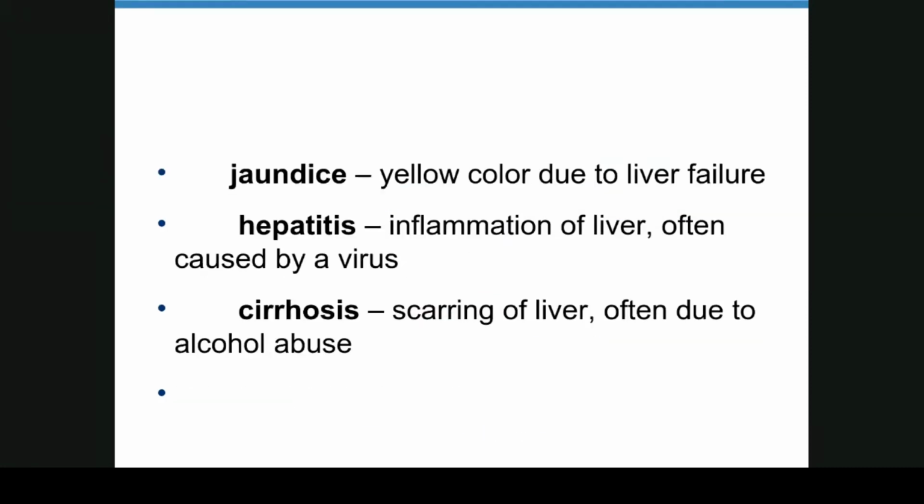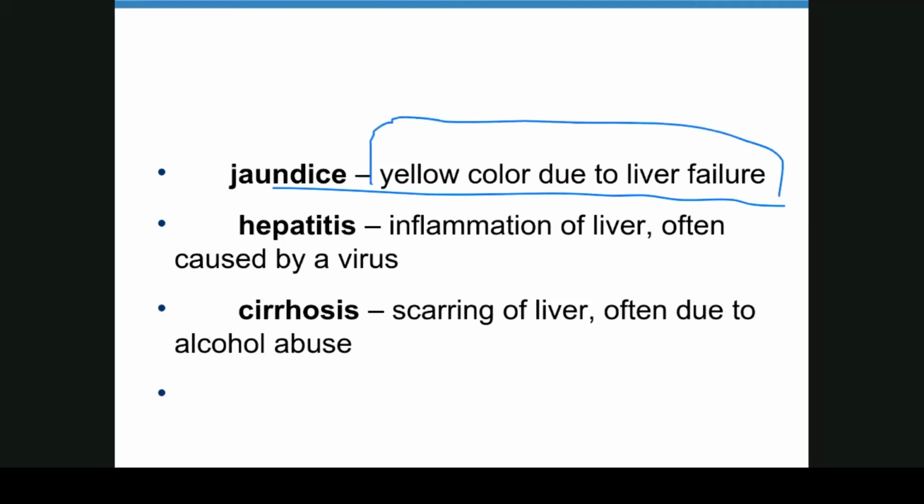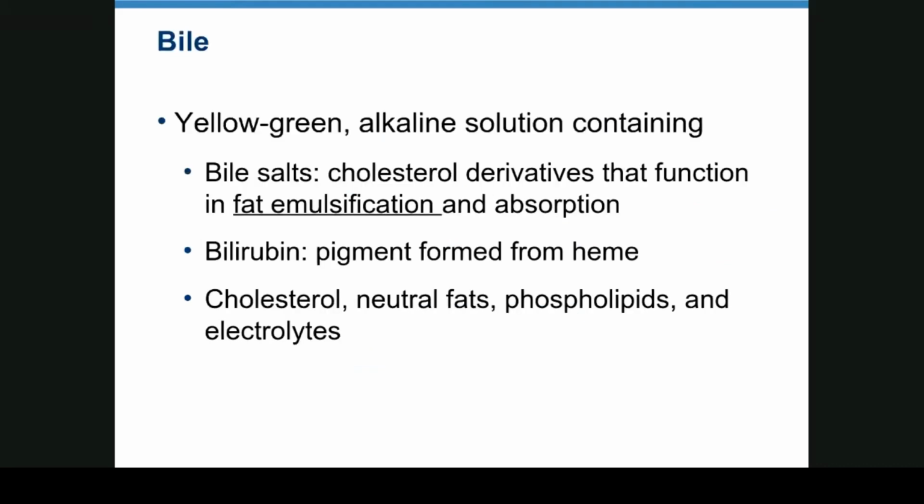Now, jaundice is the yellow color. It's due to liver failure. It's because the liver is not making bile, and therefore it's not taking up the bilirubin, which is a yellow pigment that's the breakdown product of hemoglobin. Hepatitis is inflammation of the liver, often caused by a virus. Cirrhosis is scarring of the liver. It's often due to alcohol abuse.